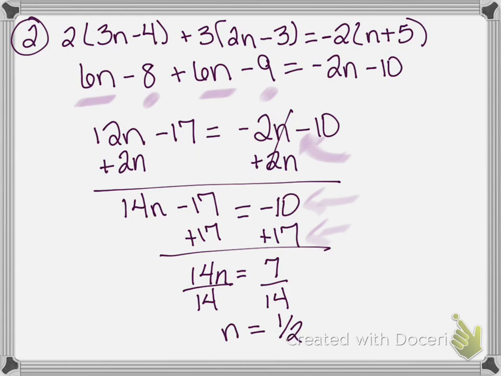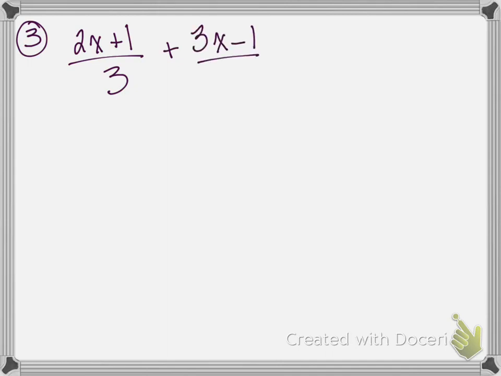Can I move off the screen? Have we got it? Okay. Number 3. I have 2x plus 1 over 3 plus 3x minus 1 over 5 equals 1 over 10.